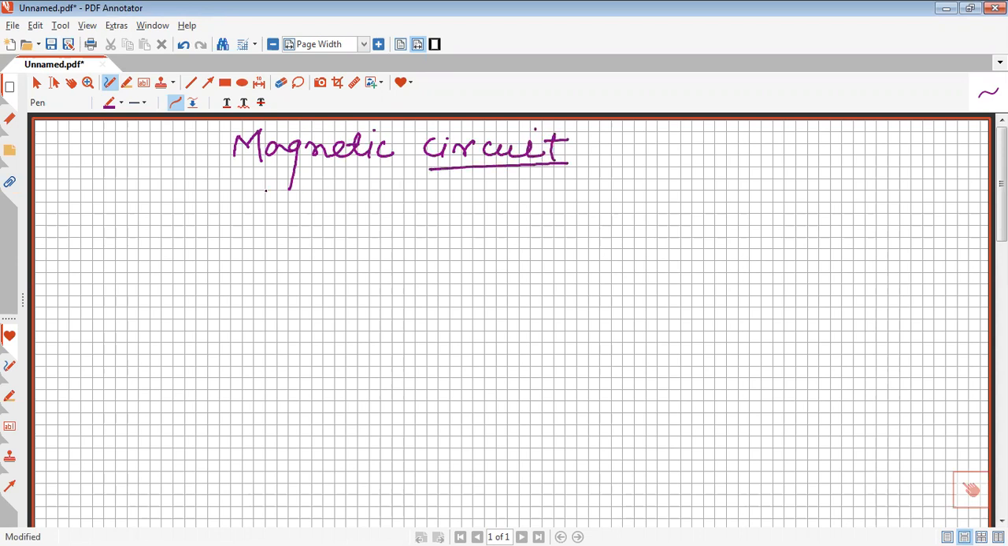This circuit is very useful for the analysis of all electrical machines, starting from transformers, DC machines, and AC machines. All need a magnetic circuit, without which we cannot transfer energy from one form to another. So a medium is needed, called the magnetic medium, to transfer the energy from one side to another or from one form to another.